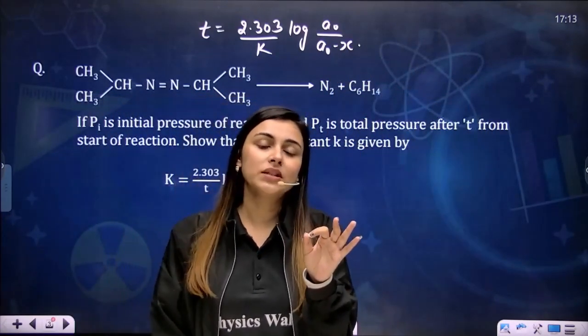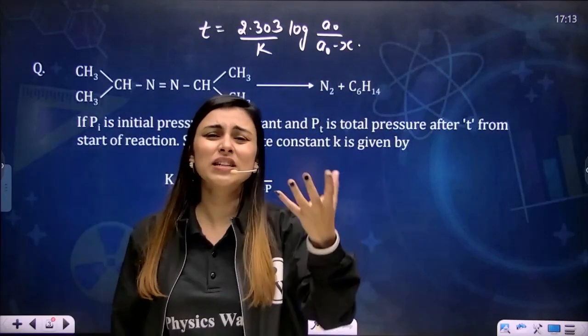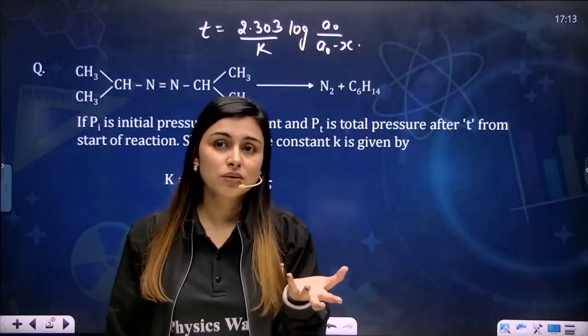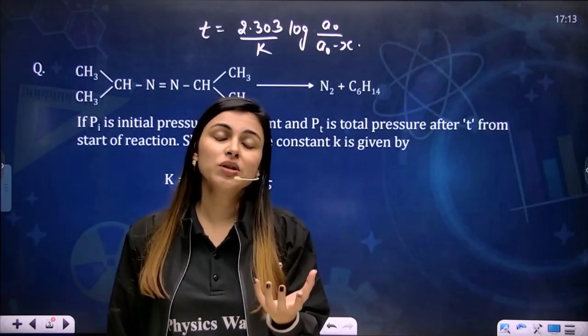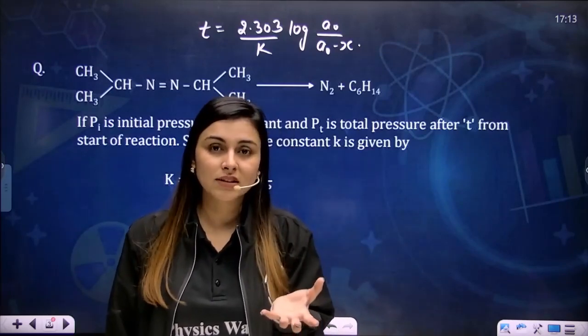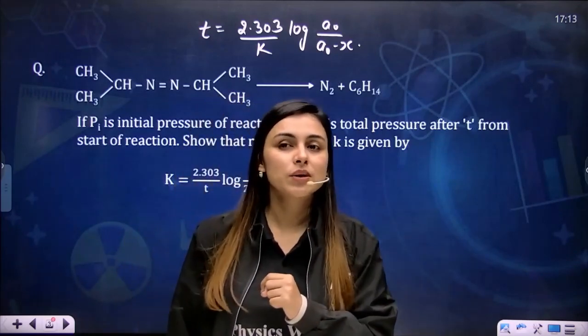Now, my dear students, what if, here a naught and a naught minus x actually are concentrations? What if we don't have concentrations? We have a reaction in which we have all gases and we know the partial pressures of those gases. How will we calculate the integrated rate law? That we are going to discuss today.